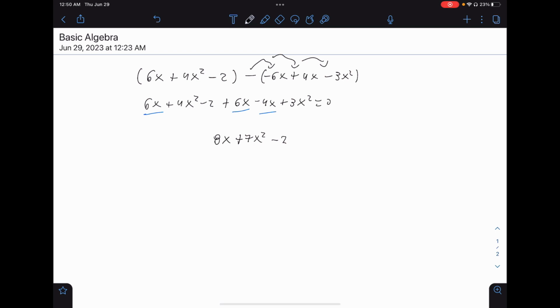That's the entire problem. We did it. We distributed a negative into a bracket. We added two trinomials. We collected like terms. And we touched up on our algebra. Great.